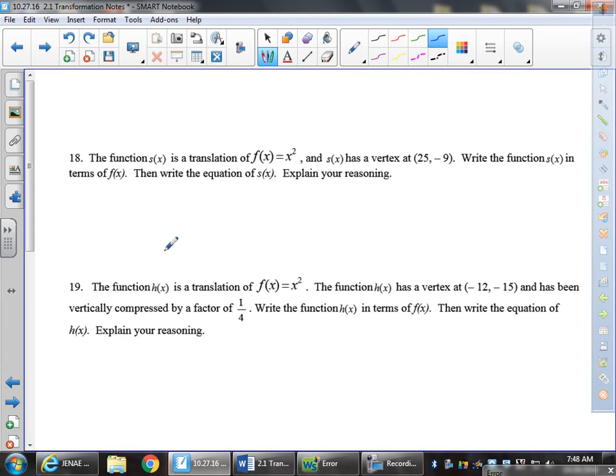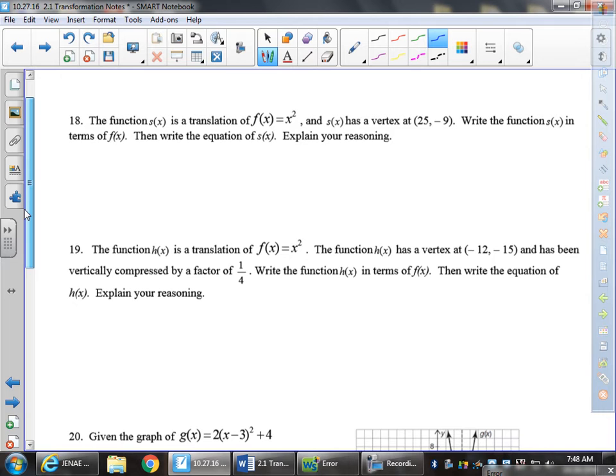18. Oh no, there's no graph. The world's over. No, it's not, I promise. The function s of x is a translation of f of x equals x squared. So just because we don't have graphs, that's okay. Let's still get our colors going. And s of x has a vertex at 25, negative 9. Write s of x in terms of f of x.